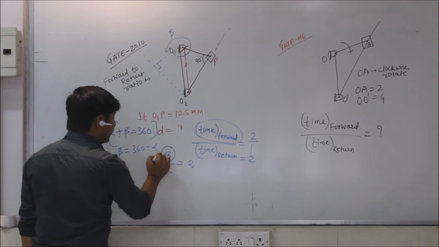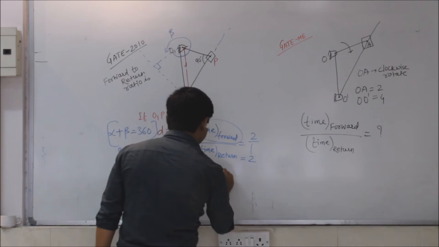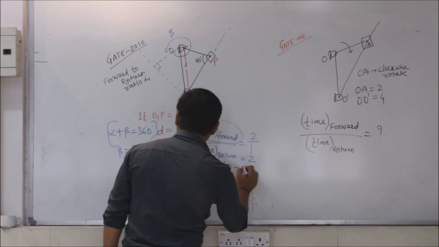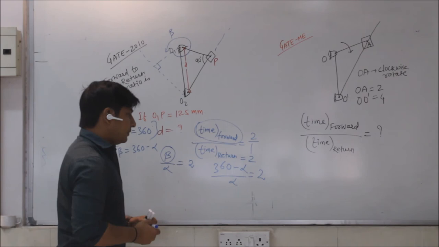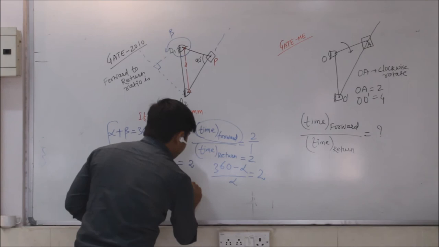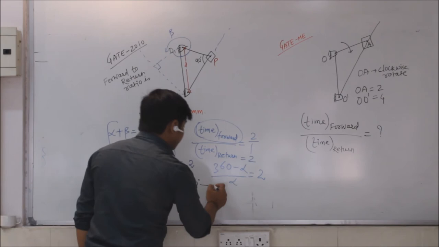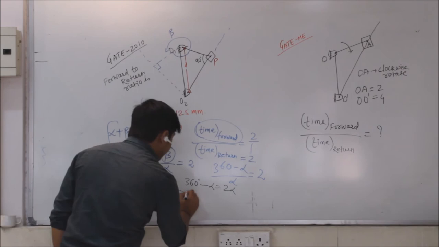So put here, this is 360 minus alpha upon alpha is equals to 2. Okay. So from here, this is 360 degree minus alpha is equals to 2 alpha. So from here you'll get alpha is equals to 120 degree and beta is equals to 240 degree.